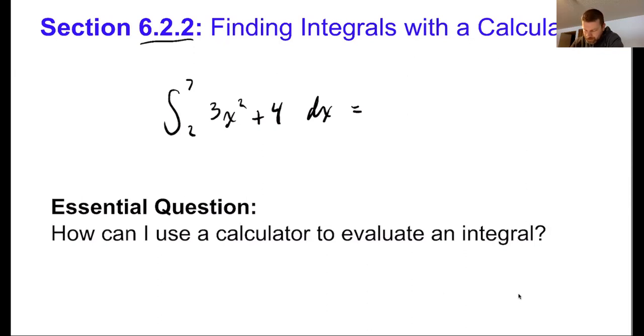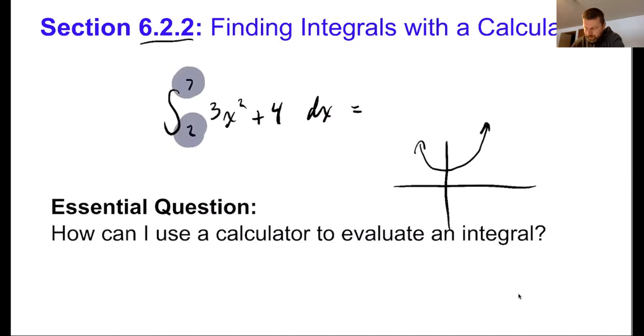As a reminder, the exact value of that integral is the area under the curve from 2 to 7. So if I had a graph of 3x squared plus 4, it looks something like this. This integral would be equal to the area under the curve starting at 2 and ending at 7. So I'd find that area. When you use your calculator, how you calculate that integral depends on what calculator you have.